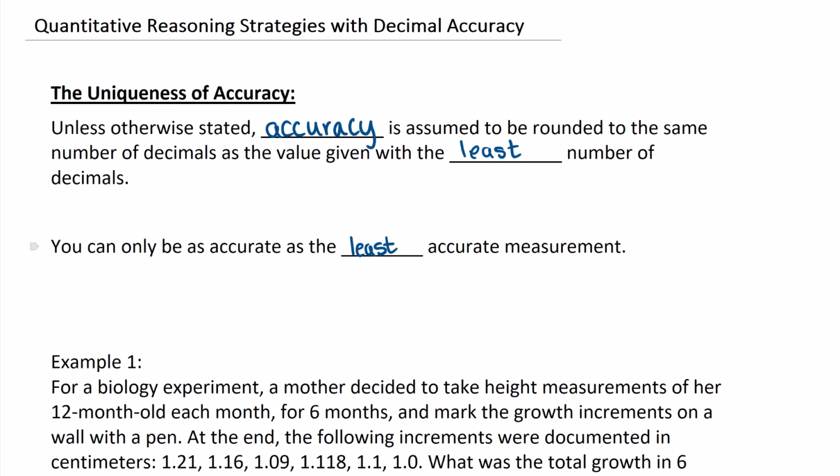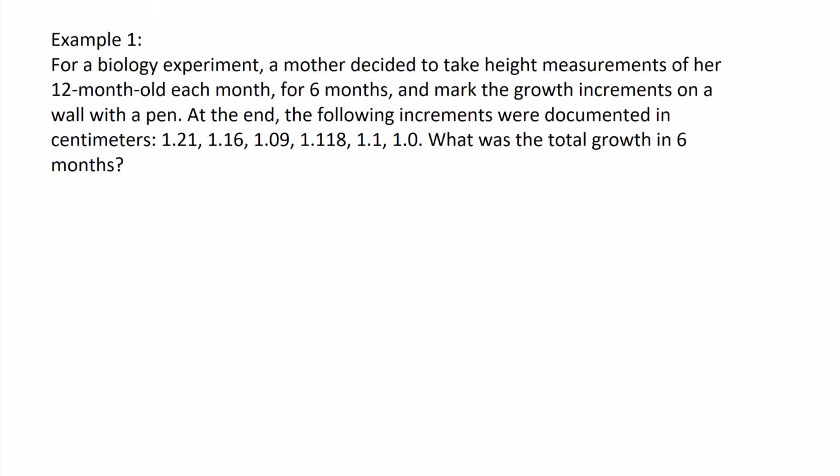So let's talk about what that means. In example 1 for a biology experiment, a mother decided to take height measurements of her 12-month-old each month for 6 months and mark the growth increments on a wall with a pen. At the end, the following increments were documented in centimeters. So the lengths of growth or the increase each month was 1.21, 1.16, 1.09, 1.118, 1.1, and 1.0. And this is in centimeters. What was the total growth in 6 months?